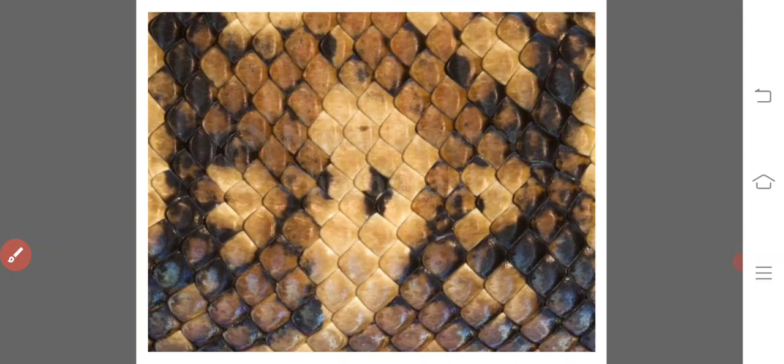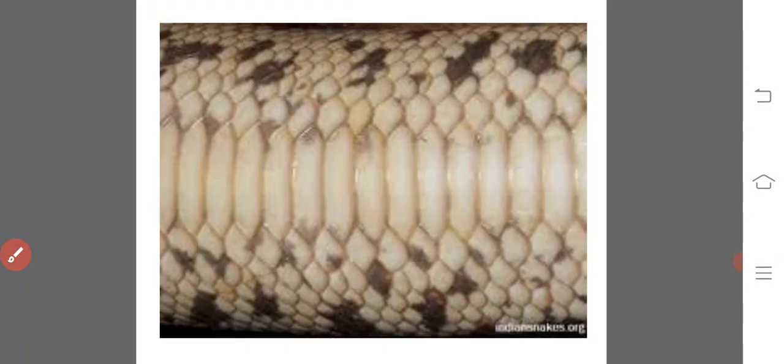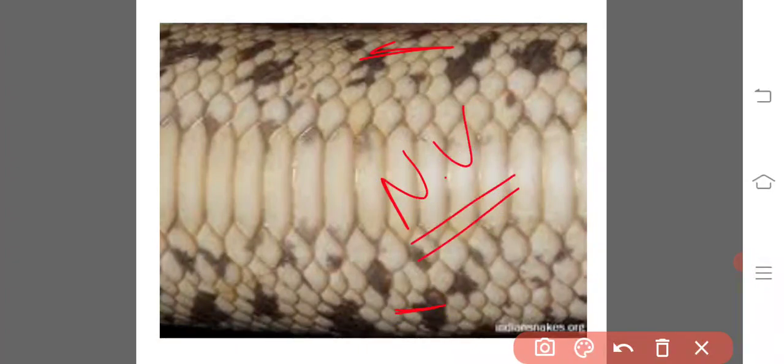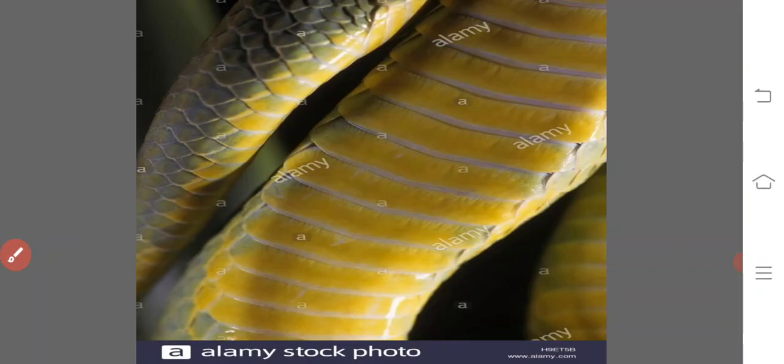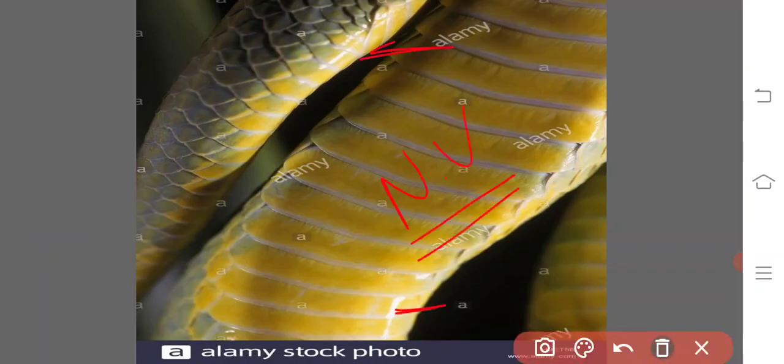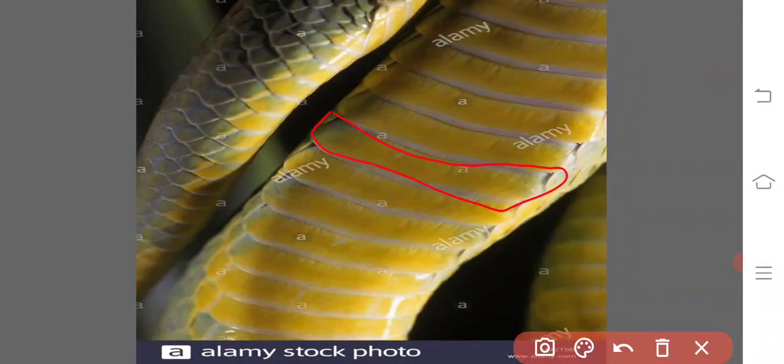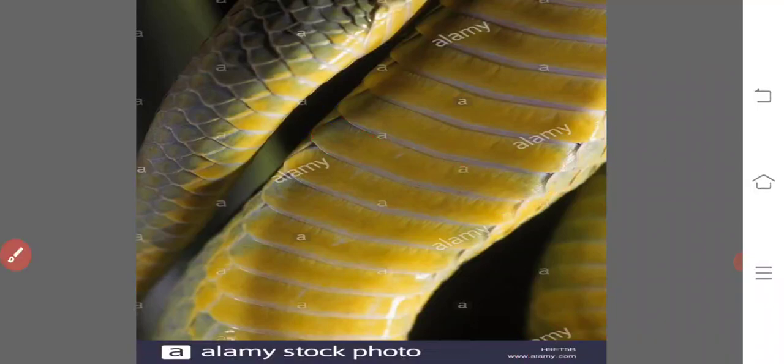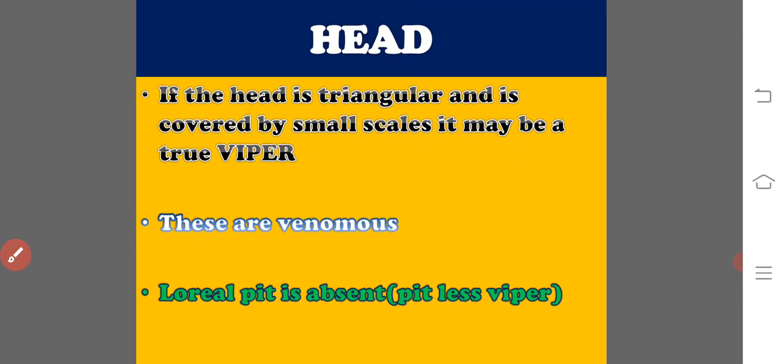Let us see the images. Here the ventrals are very small, so it is non-venomous, and here the ventrals are somewhat broad but not extended up to the lateral sides. These are also non-venomous. And if you see here, the ventrals are very large and extended up to the lateral parts of the belly, then we will consider it as a venomous snake, or sometimes non-venomous. Then we will go for the head region.